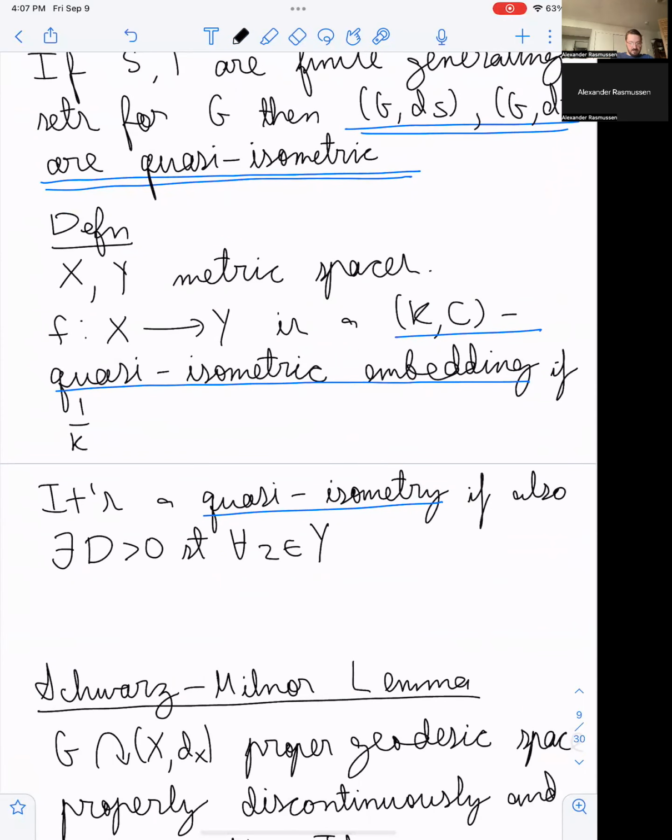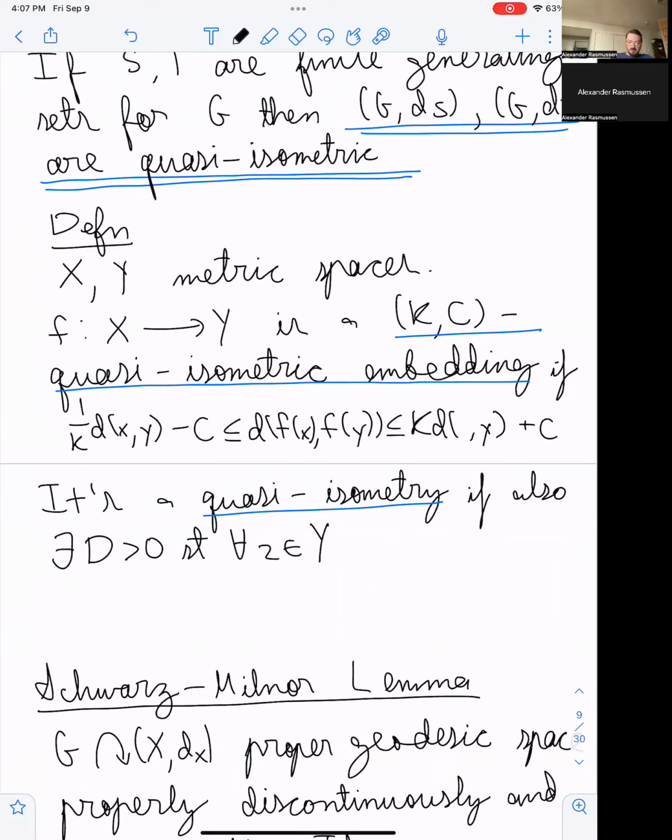1 over K times the distance from X to Y, minus C, is at most the distance from f of X to f of Y, which is at most K times d(X,Y) plus C. So what am I writing down here? Basically this is saying the distance from f of X to f of Y is the same as the distance from X to Y up to some error. So there's a bounded multiplicative error, that's K, and a bounded additive error, that's C. So these distances agree up to some bounded errors.